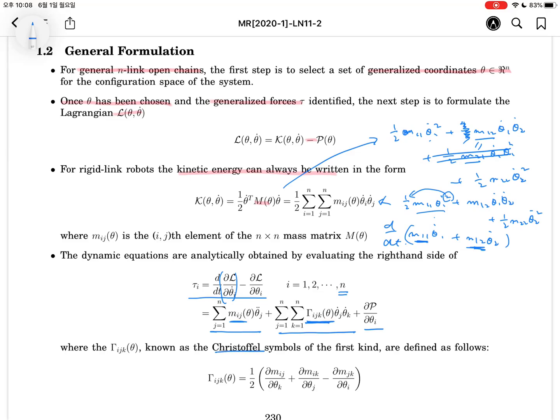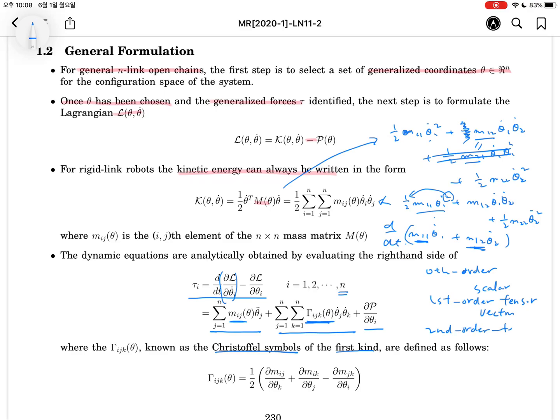This gamma is called the Christoffel symbol of the first kind. Christoffel symbol is a third order tensor. Maybe you have never heard about the tensor. Let's give some concept. Zeroth order tensor, what is that? Scalar. First order tensor, what is that? Would you estimate it? Okay, vector.